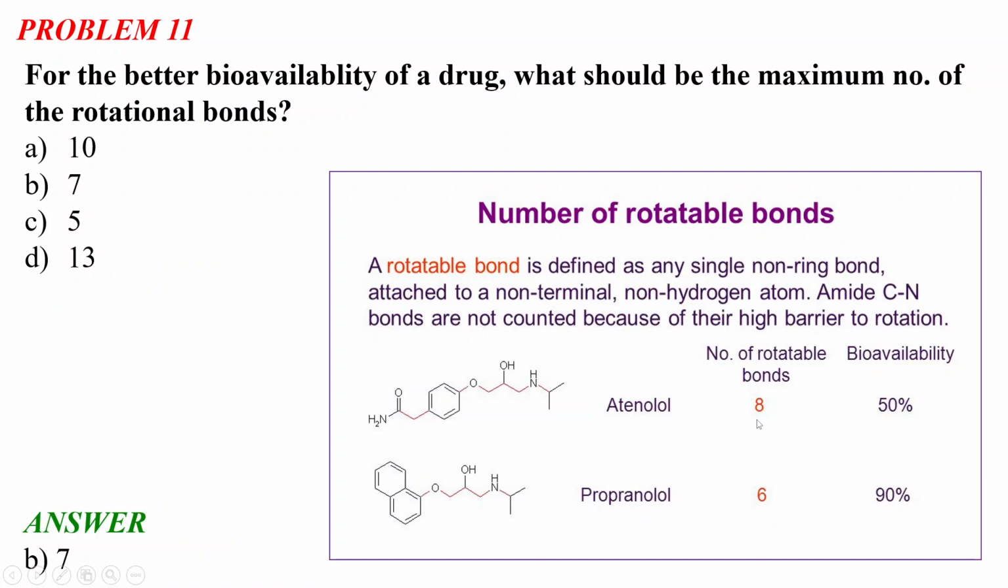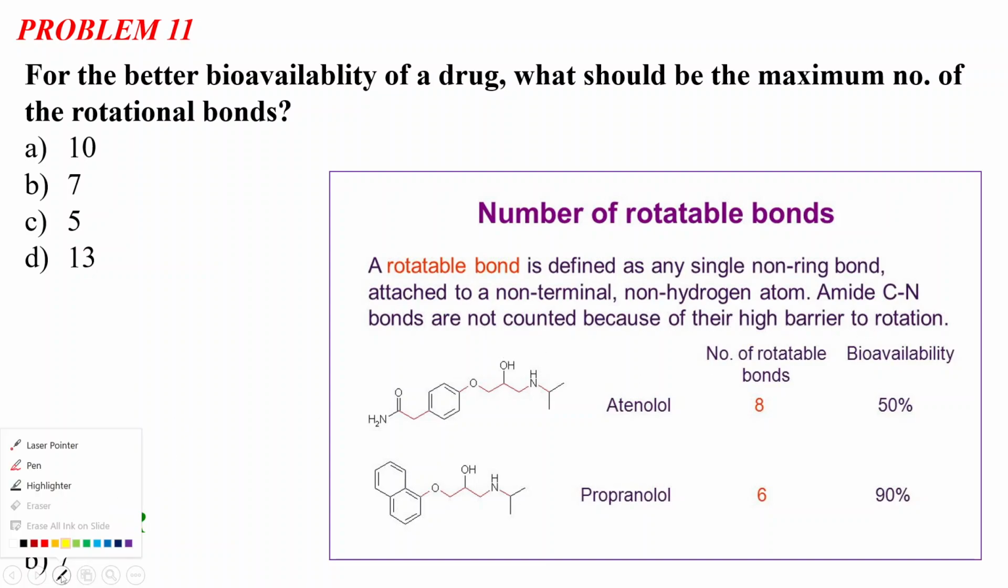So 7 is the limit; a maximum of 7 rotational bonds is okay. Otherwise, if the number of bonds is more than 7, the bioavailability of the drug will be poor. So what is a rotational bond? A rotational bond is defined as any single non-ring bond attached to a non-terminal non-hydrogen atom. Amide C-N bonds are not counted because of the higher barrier of rotation.